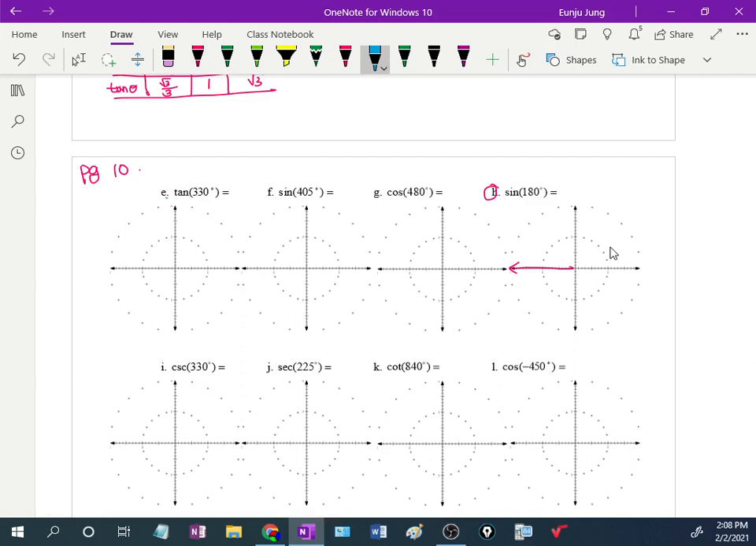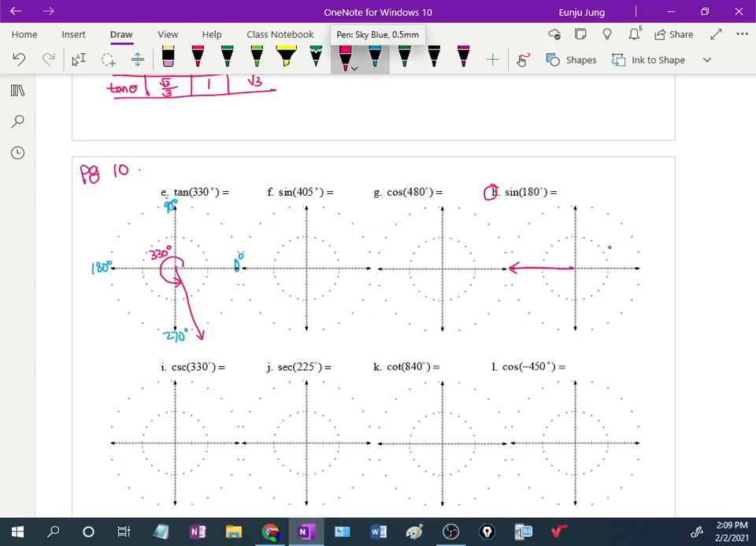Question E, tangent 330 degrees. So let's go with 0, 90 degrees, 180 degrees, 270 degrees. Where is 330 degrees? In the fourth quadrant, right? So let me draw roughly. It's not the exact location, but this is going to be a turn in the positive direction. This is 330 degrees. This angle doesn't give any idea because we didn't memorize this number, right?